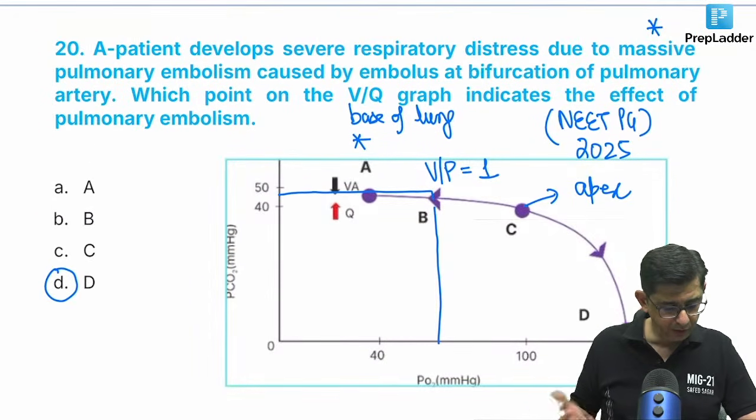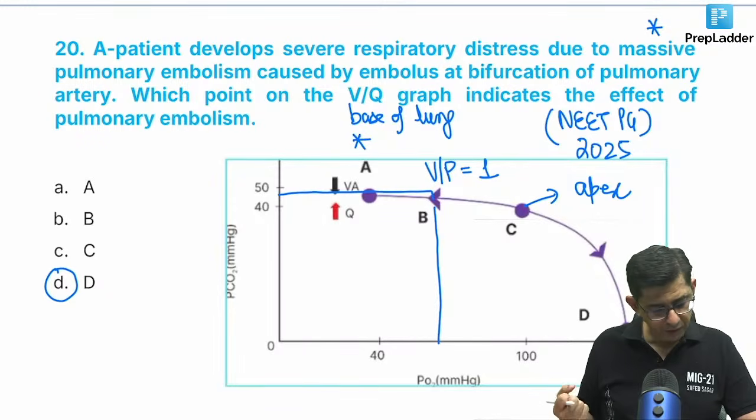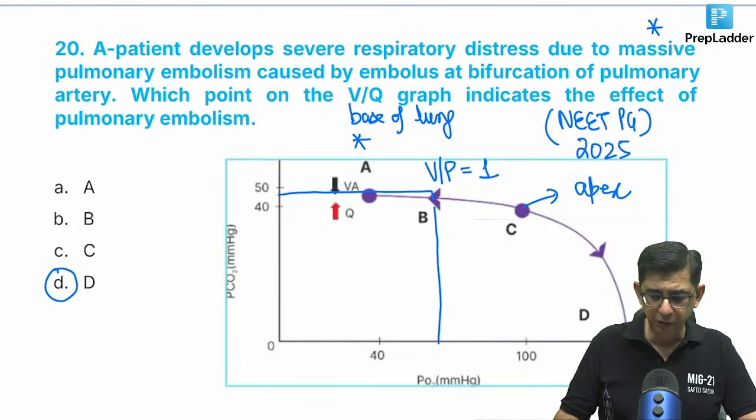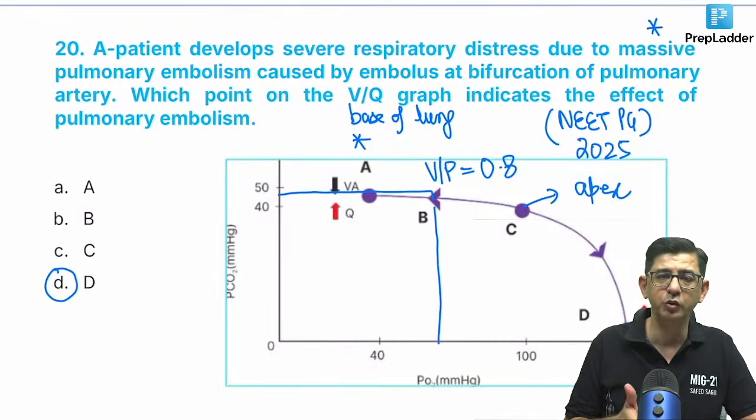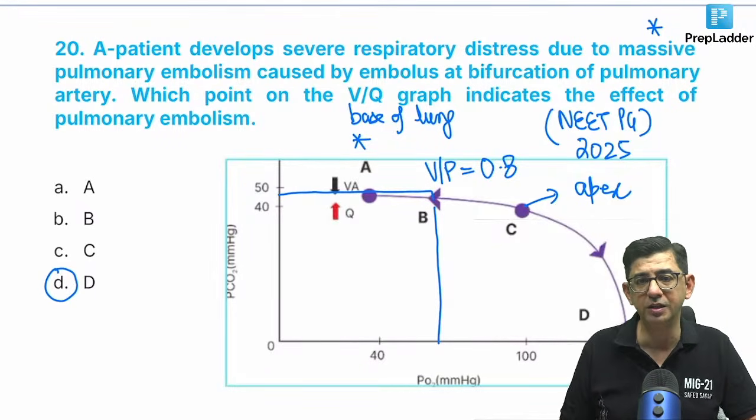Yeah, ventilation perfusion ratio. I'll mention the value as 0.8. Normal is 0.8. For mathematical calculation, I had mentioned 1.0 there. So it is just that the V/Q ratio can decrease or increase depending on the lung disease present.